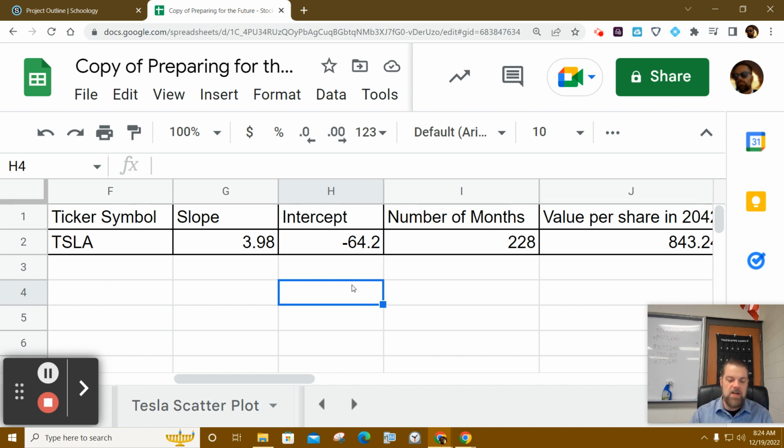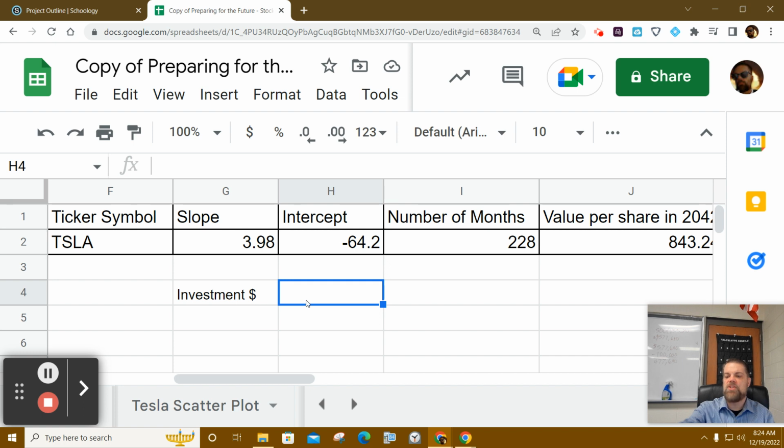So right here underneath the slope, but give yourself a space, let's type investment, and then put a dollar sign. How would we calculate how much money George is going to have in 2042? So you have to look at the value at the end of 2022 and divide your investment by that, and that's how many shares you can buy.